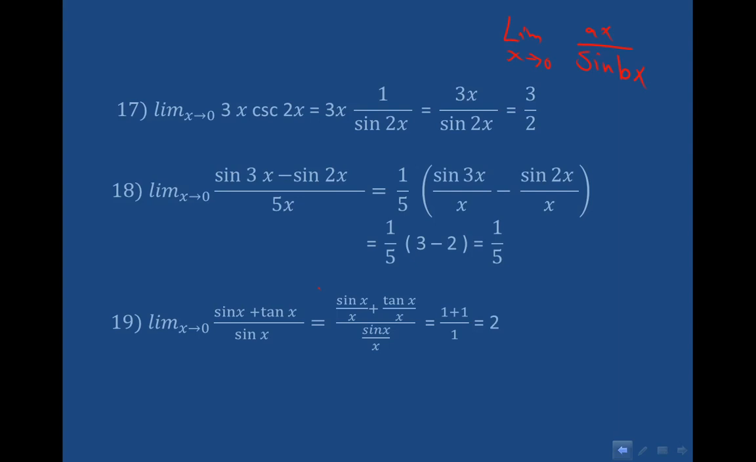Limit when x tends to 0 of sine x plus tan x over sine x. We can solve this problem using steps. You should divide both the numerator and denominator by x to write each term according to the rule sine x over x. Dividing by x gives sine x over x plus tan x over x, over sine x over x. Here sine x over x equals 1, tan x over x equals 1, and sine x over x in the denominator equals 1. So 1 plus 1 is 2, divided by 1, the limit here equals 2.